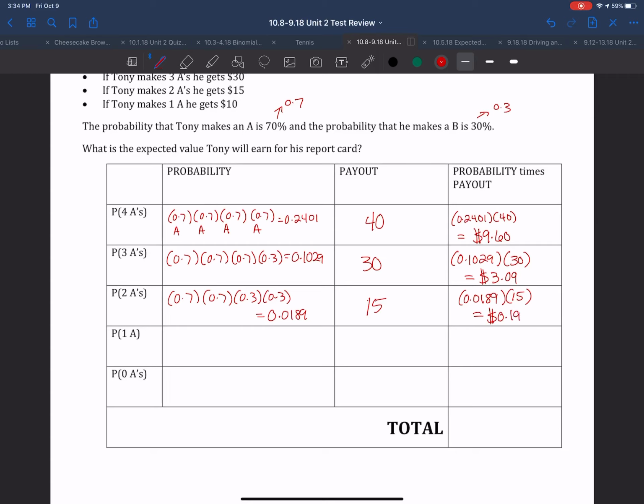And then 1 A is 0.7 times 0.3 times 0.3 times 0.3. And so we are going to get a probability of, actually, I just now realized that this part is 0.0189. Going to backtrack just a little bit. Apologize. For 2 A's, the probability is 0.0441. So we've got 0.0441 times 15, and that equals 66 cents.